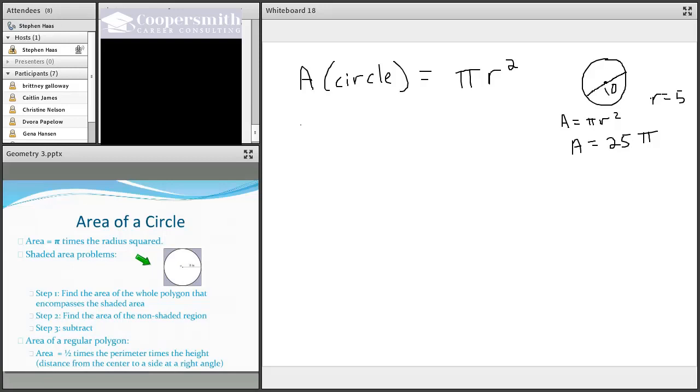What is each side of the square? Who can tell me what each side of the square is? Remember, the area of a square is any side squared. What's the length of each? 16, very good. Because the radius is 8, which means the diameter is 16. So going all the way across the circle, and therefore all the way across the square, is 16. And so it's 16 squared. 16 squared is 256. So the area of the square is 256.